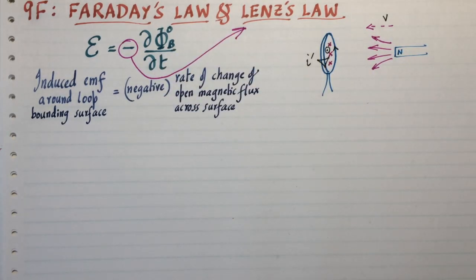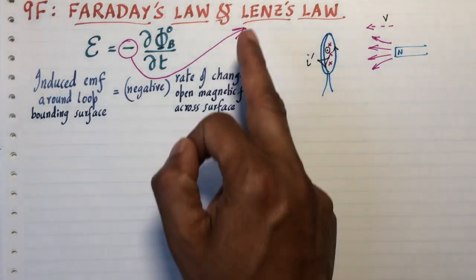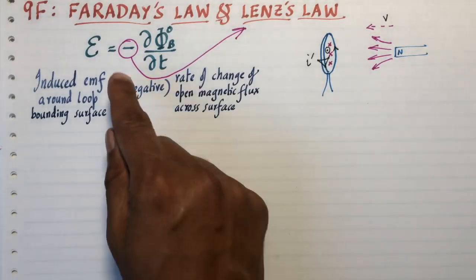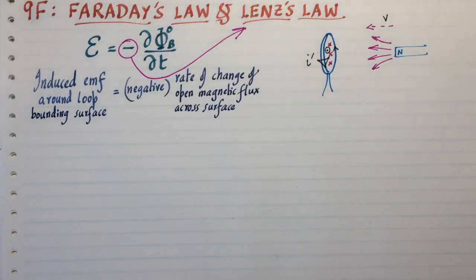That violates energy conservation. Not having the negative sign violates energy conservation, and that's what Lenz realized, and he quickly put the negative sign there in Faraday's law. Faraday did not initially have it. So that's why the negative sign is an important thing, and it's given its own name, namely Lenz's law.